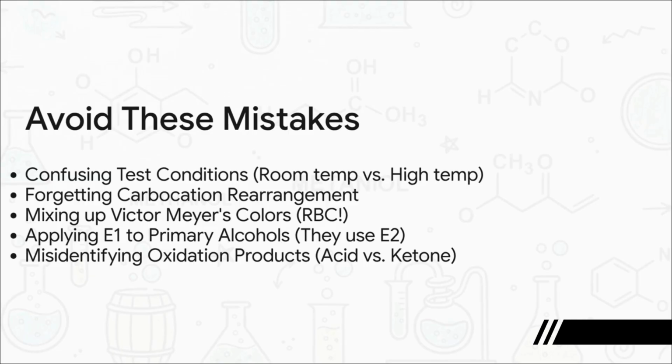Trap 4, applying E1 logic to primary alcohols. Remember, they prefer the E2 pathway. And trap 5, misidentifying the oxidation products. Primary gives an acid, secondary gives a ketone. Burn these into your memory so you can spot them on your exam.